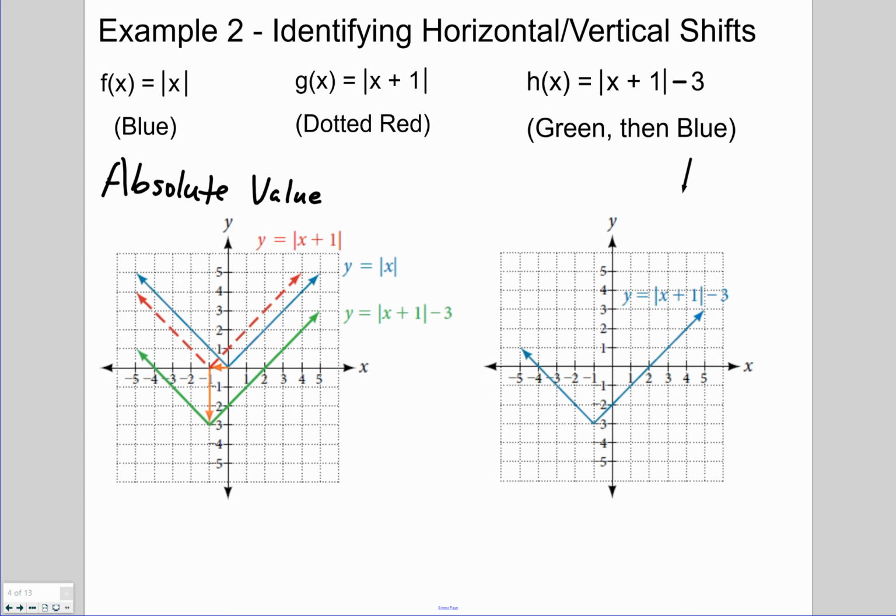So take a look at my red one. It says plus 1 inside the absolute value. So how is it going to move? 1 unit to the left. This is 1 unit left. And look what happened to the dotted one in red. It went 1 unit to the left. Now, what about my green one? We have 1 left, and what about down 3, right? So we went 1 left, down 3.